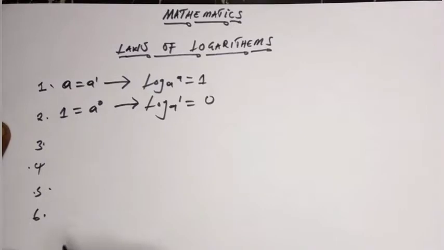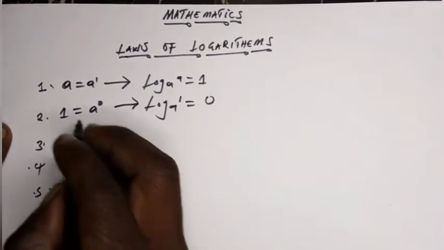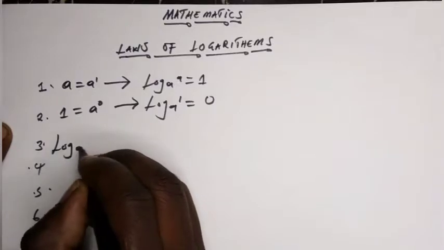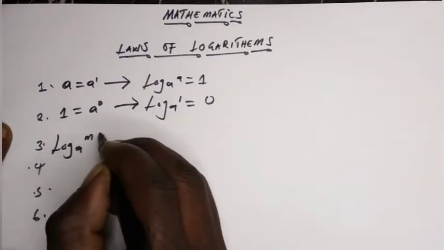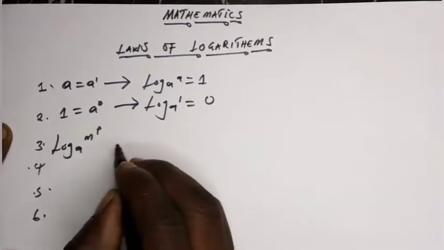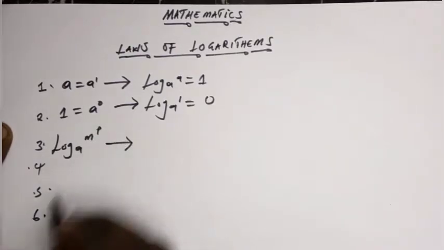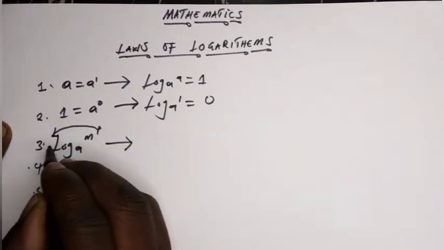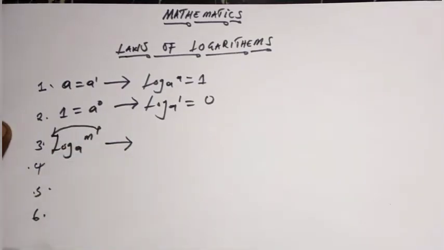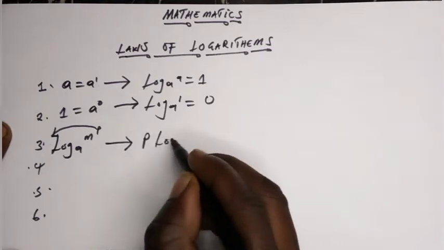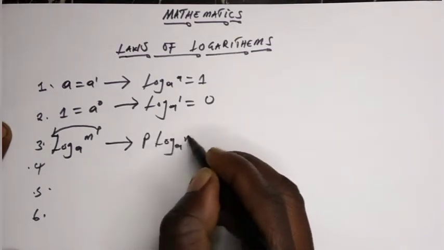Law number 3: if you have log base a of m to the power p, then we are going to drop this p. It will be in the first form, which is p log base a of m.